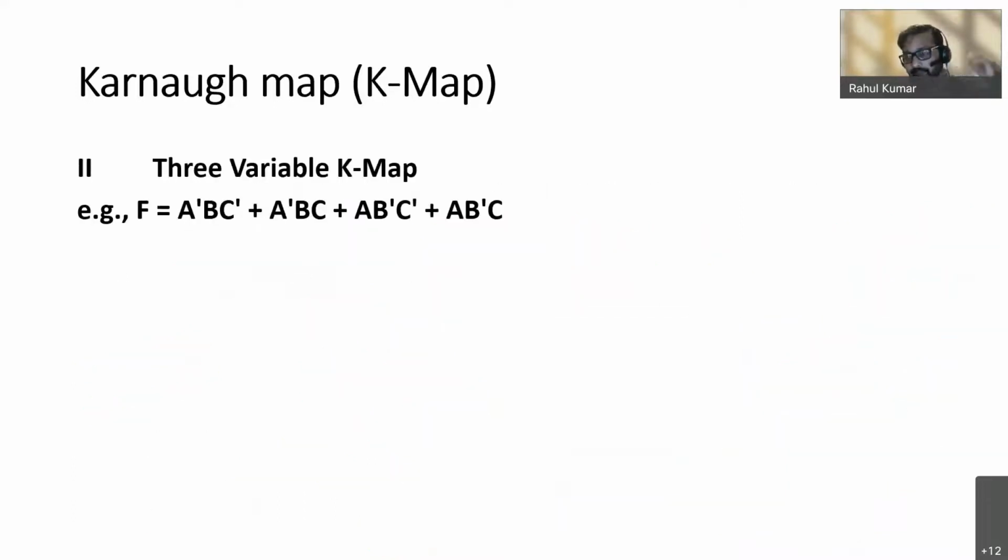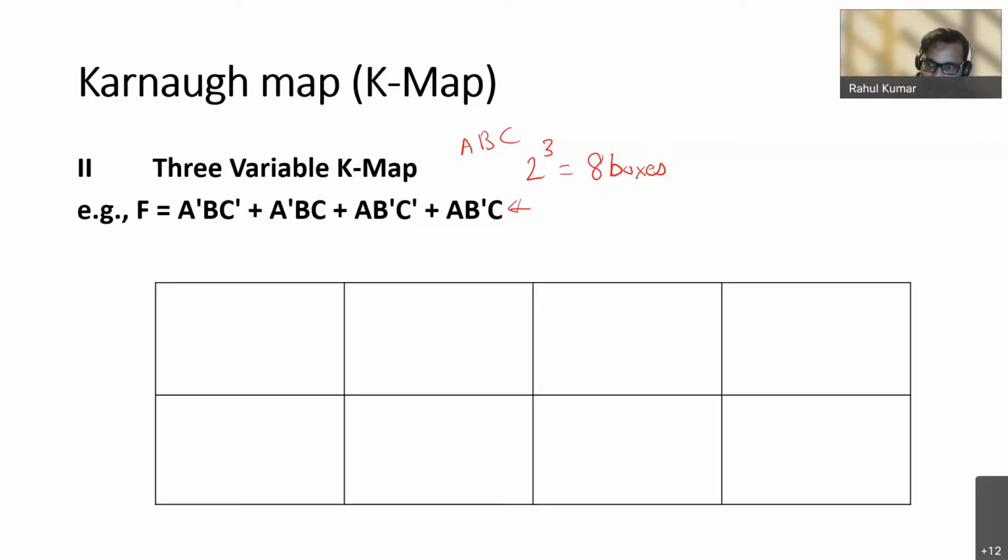Now, lastly, let's consider a 3-variable K-map. We have a, b, and c in this Boolean function, right? We have 3 variables, a, b, and c. So how many boxes should we have in the K-map? It should be 2 to the power 3, that means 8 boxes. Something like this: 1, 2, 3, 4, 5, 6, 7, 8 boxes.